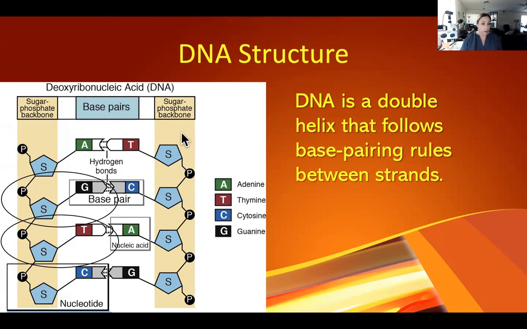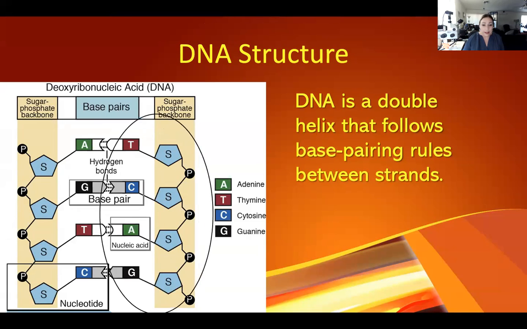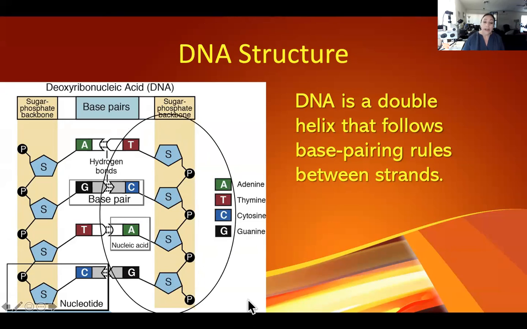So let me erase my circles here. Now, I told you that DNA is double-stranded. So here, I'm going to draw a circle here. This, where I just drew my oval, is the other strand of DNA. Now, one strand of DNA is attached to the other strand of DNA in the middle by forming hydrogen bonds between bases.